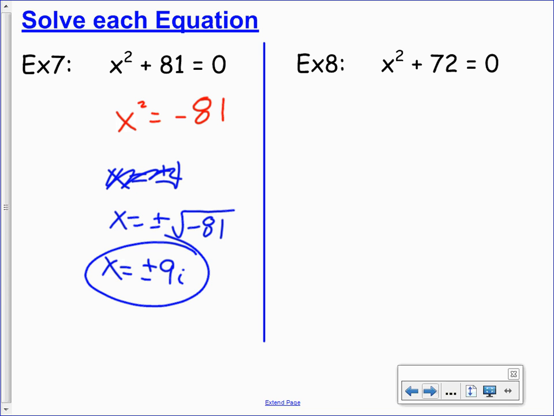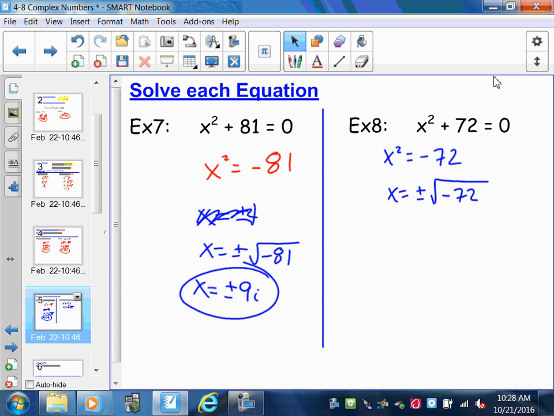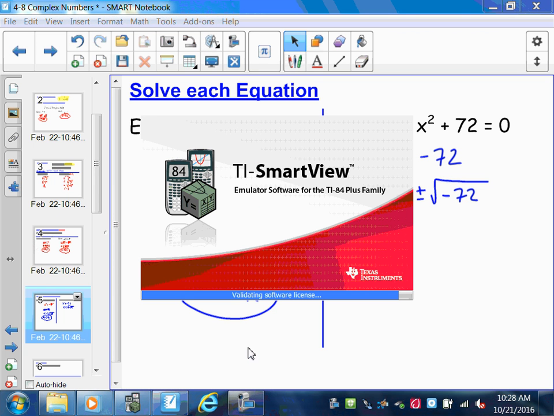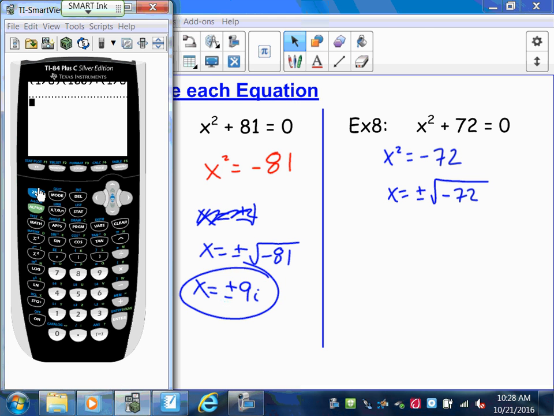Again, if it's just one variable, let's move it to the other side. So x squared equals -72. So x is equal to plus or minus the square root of -72. Okay, calculator. Let's practice again. We know we're going to pull the i out, which is fine, but what else comes out? You know it already: 6 and 2. If you don't know, go to your calculator, hit y equals.